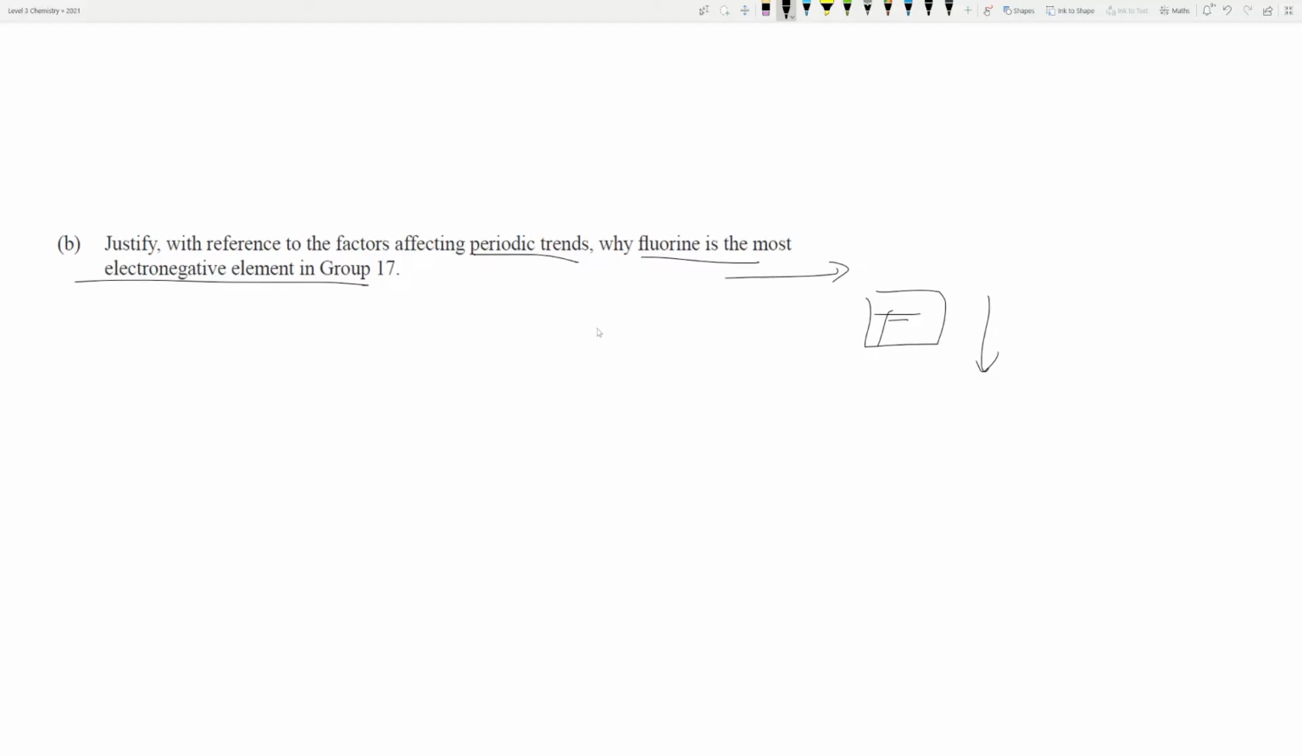If you think about it, it's sitting right up here in the periodic table. We kind of explained half of it already. When you're going this way, the atomic radius decreases. So fluorine is a very small atom, the smallest atom, and its valence electrons are very close to the nucleus.